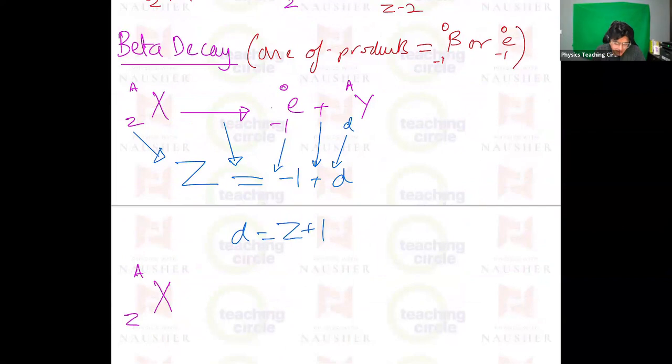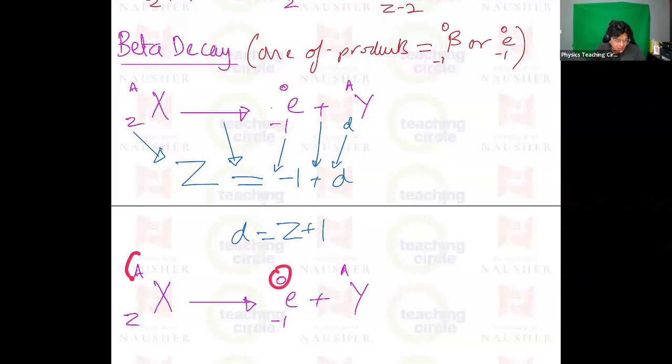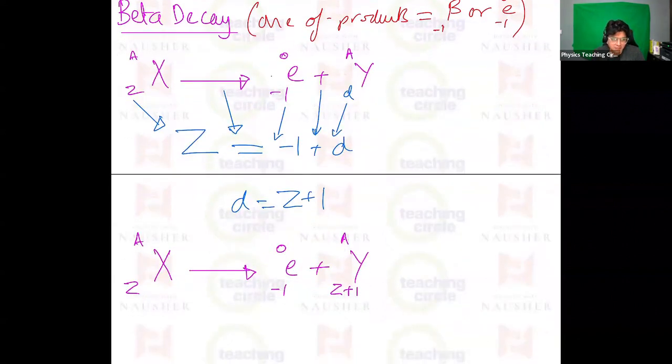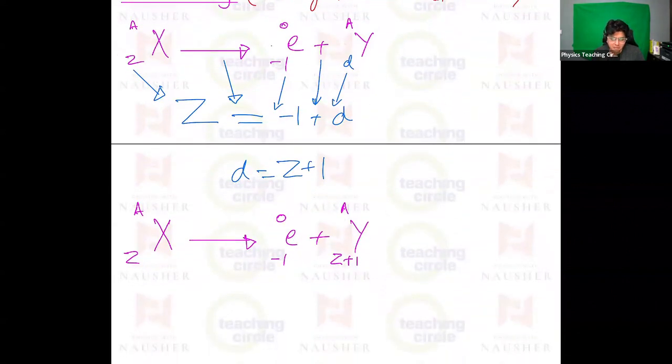X A Z arrow electron 0 -1. Electron is given out. We get something new, which is Y. Y का mass number वही रहता है, because electron has no mass, so whatever mass number is here will be the mass number over here. However, the proton number will be Z +1. Does this make sense? ये भूलना नहीं है.